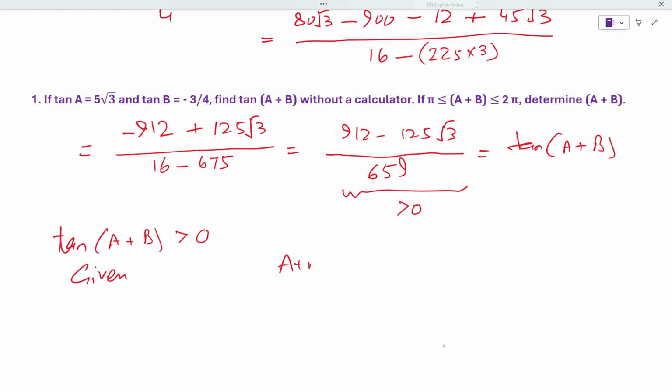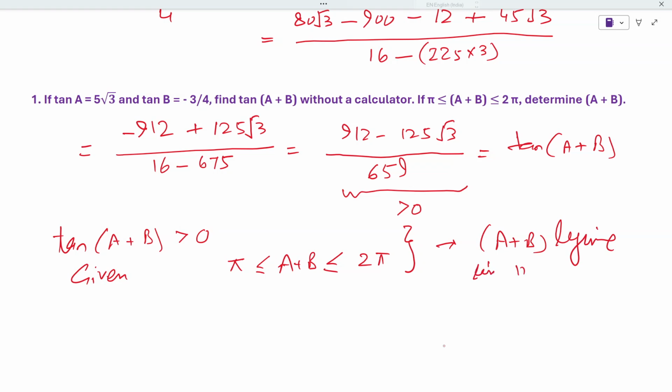Given A + B lies between pi and 2 pi, the third and fourth quadrant, hence due to this equation and inequality we have A + B lying in the third quadrant, because in the third quadrant the tangent is positive. Okay, let us calculate this and find out the value of tan(A + B).